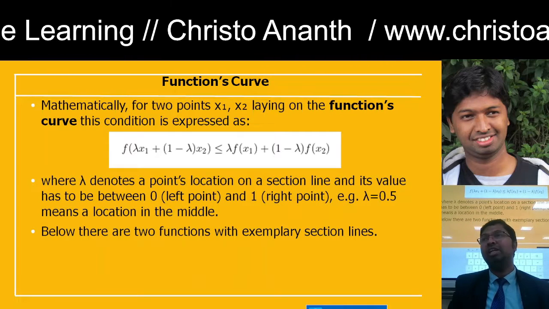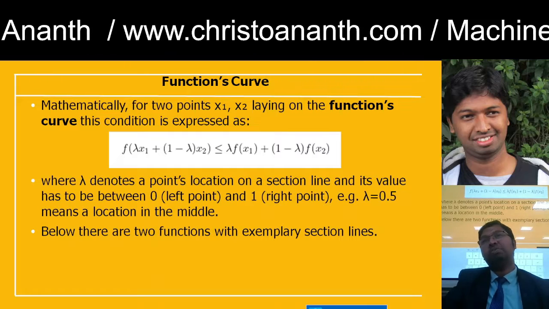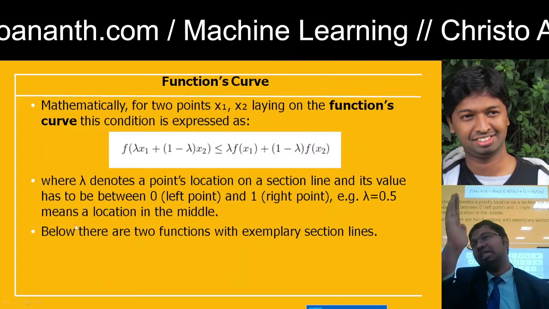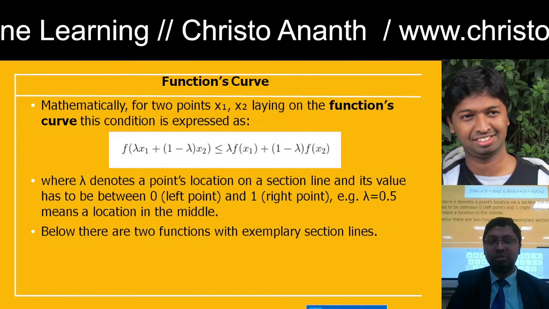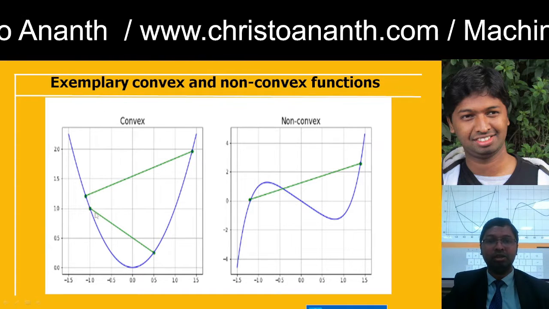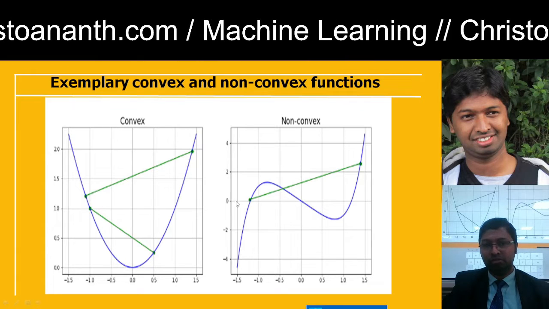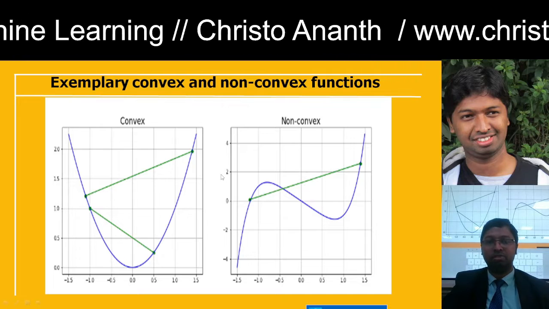For example, if it lies between 0 and 1, it could be 0.5, which means it's actually a location in the middle. So these are the two functions with the exemplary section lines. This one is said to be convex. And this one, the line connecting these points, is said to be non-convex.